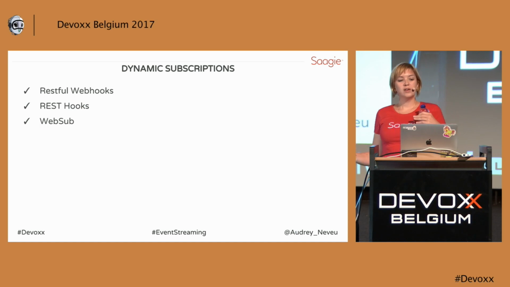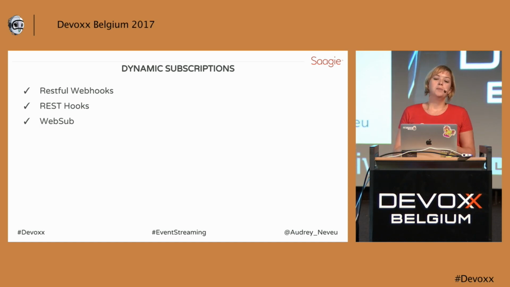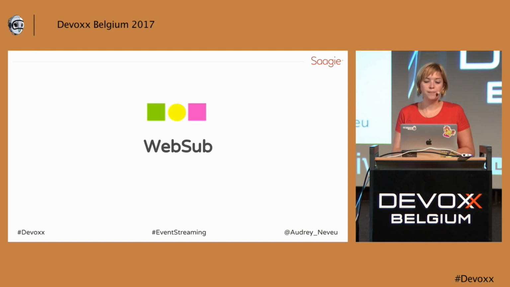So looking at those issues with webhooks, people have decided to move to dynamic subscriptions. And so a few projects appeared: RESTful webhooks, which honestly, I haven't been able to find a lot of documentation on, RESTHooks, which is implemented by people at Zapier, and WebSub. And we're going to dive into WebSub a little bit more.